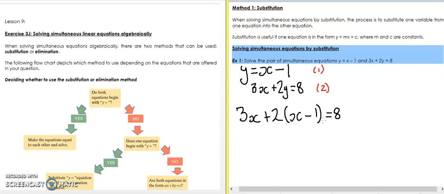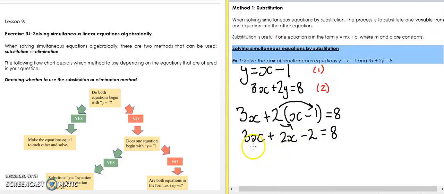And using our algebraic skills, we're going to solve this equation. We're going to have to expand brackets, collect like terms, etc. until we get to a spot where we have x is equal to something. Okay, so the first part is 3x still. Now 2 times x is just 2x, and 2 times -1 is -2, and this is all equal to 8.